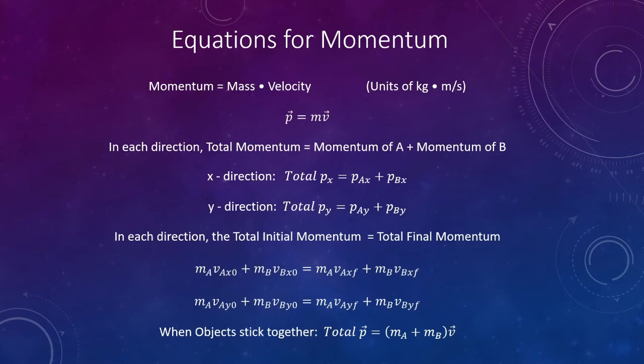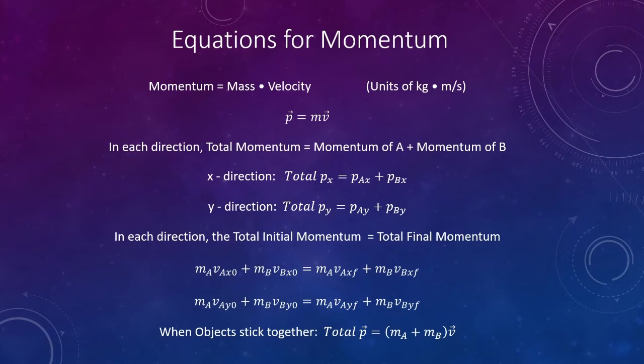So the mass times the velocity in x plus the mass times the velocity in x initially is equal to the mass times the velocity in x final plus mass times velocity in x final. And so you'll have that for both the x and y parts, with the added caveat: if the objects stick together, the total momentum will be their combined mass times their velocity. And the best way to understand how these work is through an example.